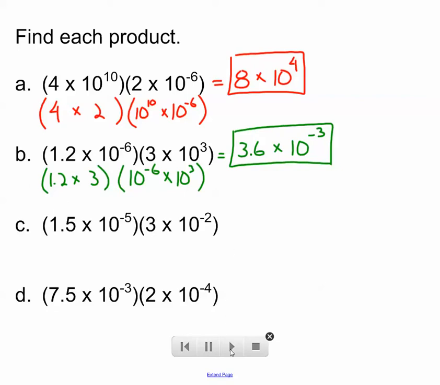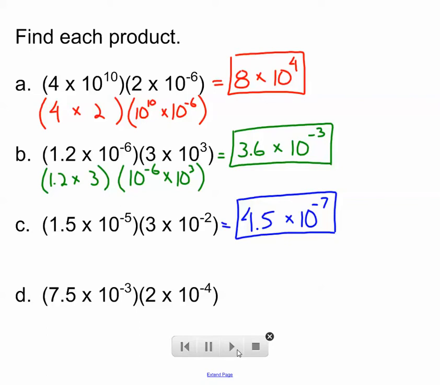And that's what I'm going to do here on C. So we have 1.5 times 3, which is 4.5, and 10 to the 5th times 10 to the negative 2 is 10 to the negative 7, because negative 5 plus negative 2 is negative 7. And there it is, an answer that is in scientific notation. We never had to take the numbers out of scientific notation.